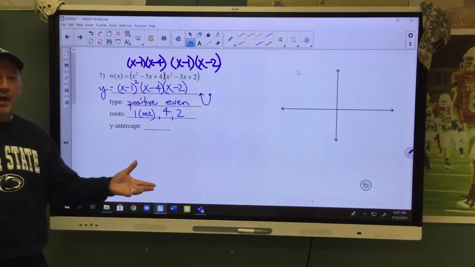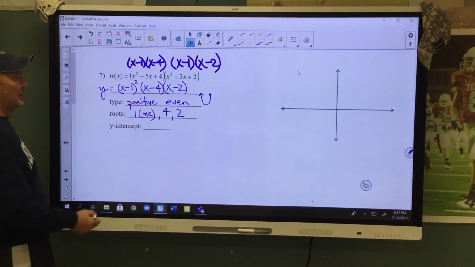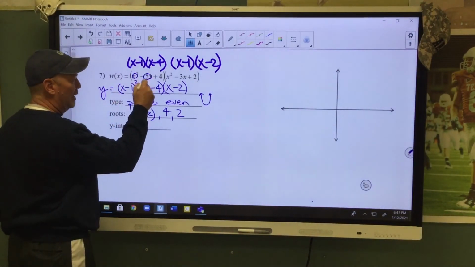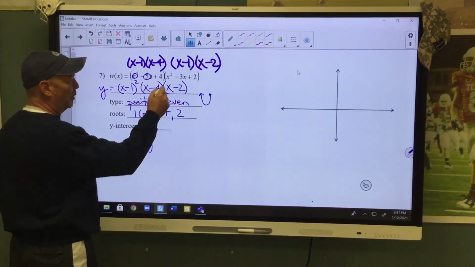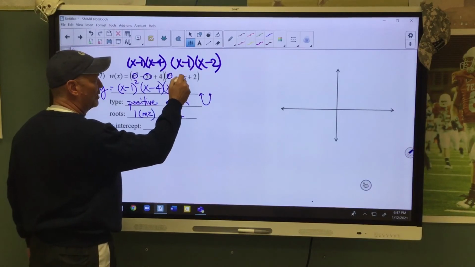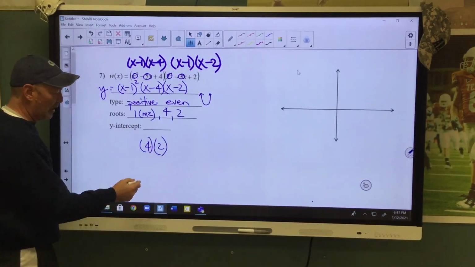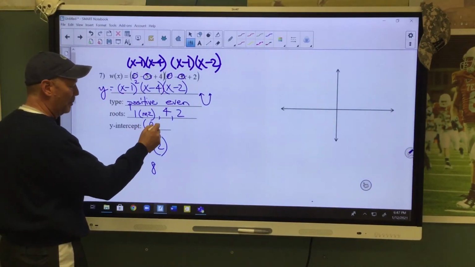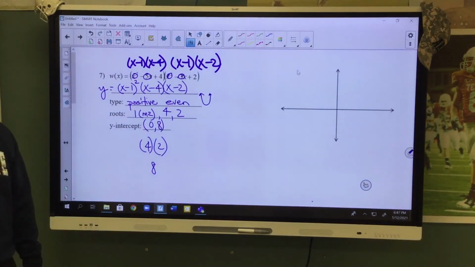I need to find my y-intercept, okay? I need to find my y-intercept, and my y-intercept in this case is, I'm going to put a 0 here. I'm going to put a 0 here, and I'm going to end up with a 4. I'm going to put a 0 here, I'm going to put a 0 here, and I'm going to end up with a 2, which 4 times 2 is 8. So my y-intercept is going to be a positive 8. Okay? So let's go plot these points and graph this thing.